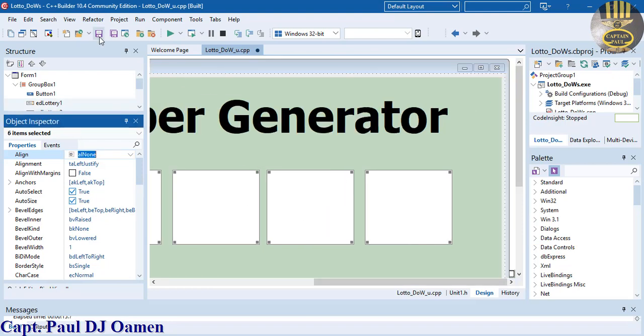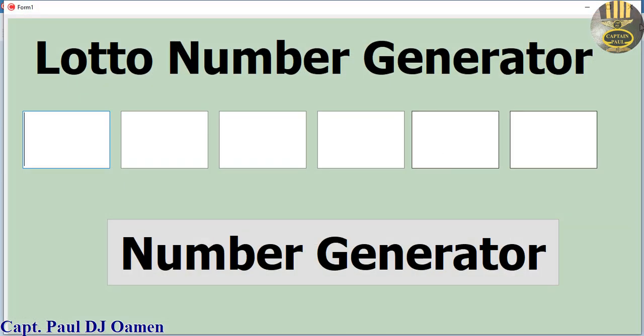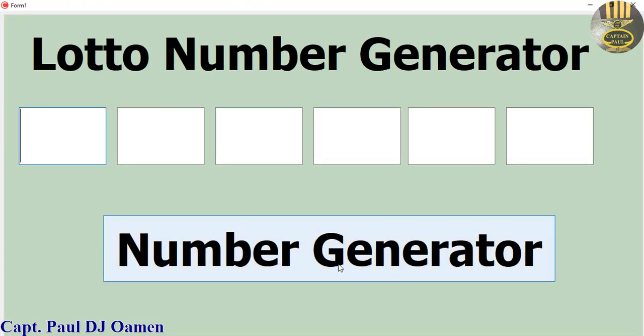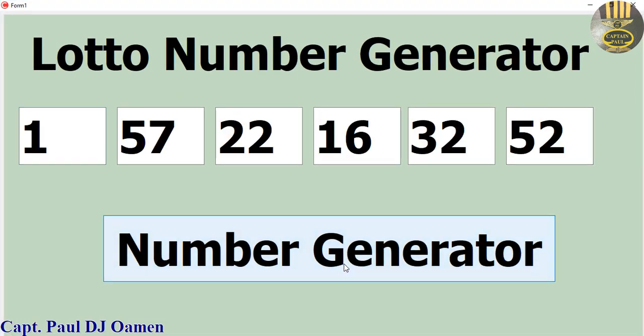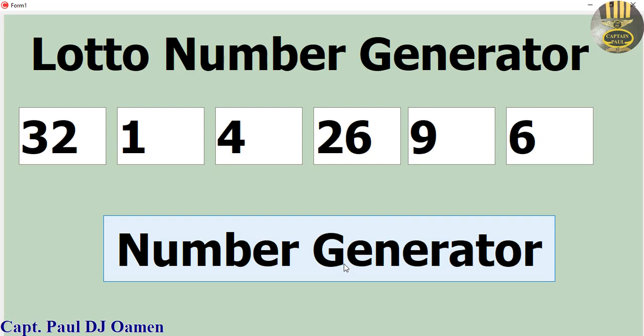Okay, let's run it one more time. Click on run. There we go, look at that. Just click on the button there. And that is how you generate your own lottery numbers using C++ Builder with C++ language. So with that, I'm going to call it the end of this beautiful tutorial.